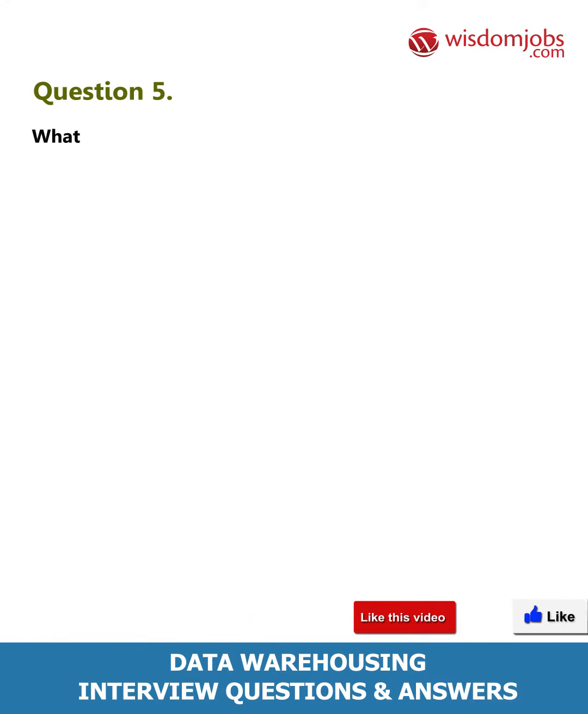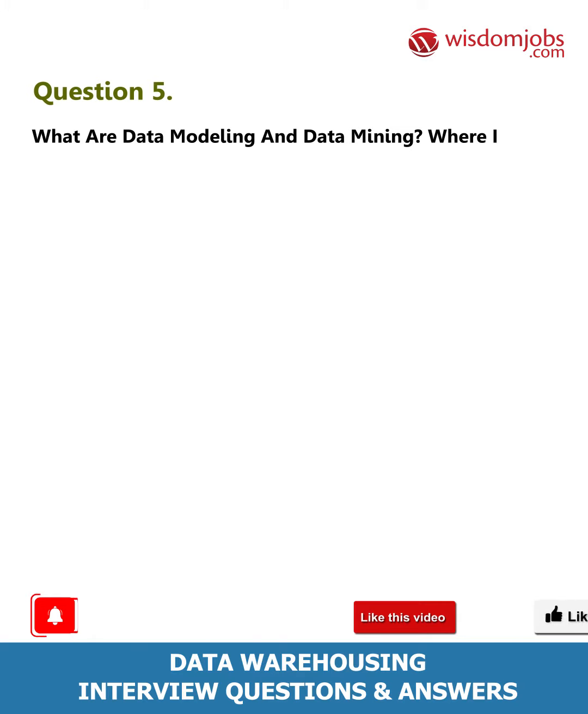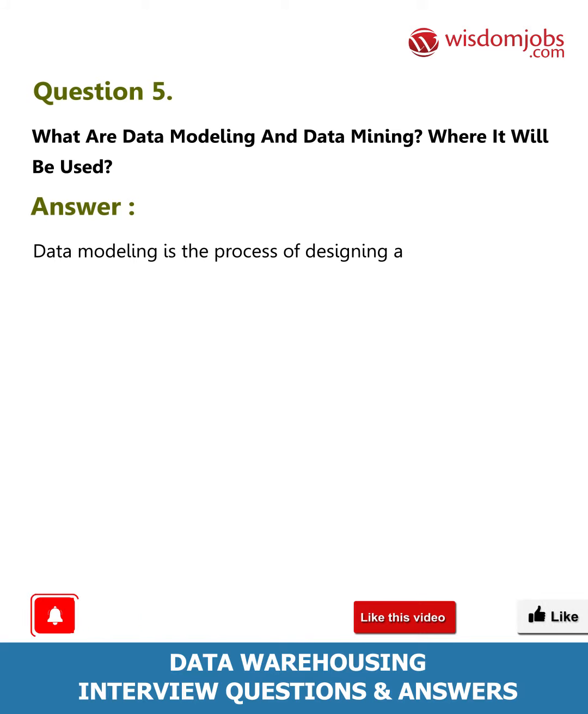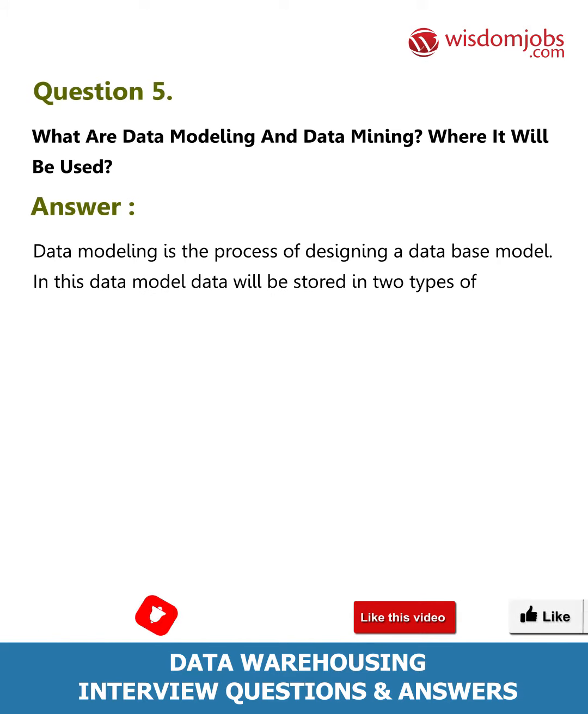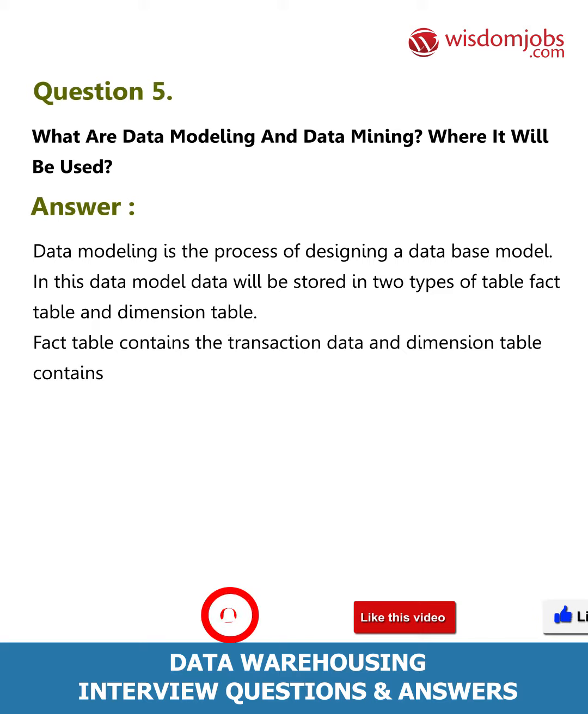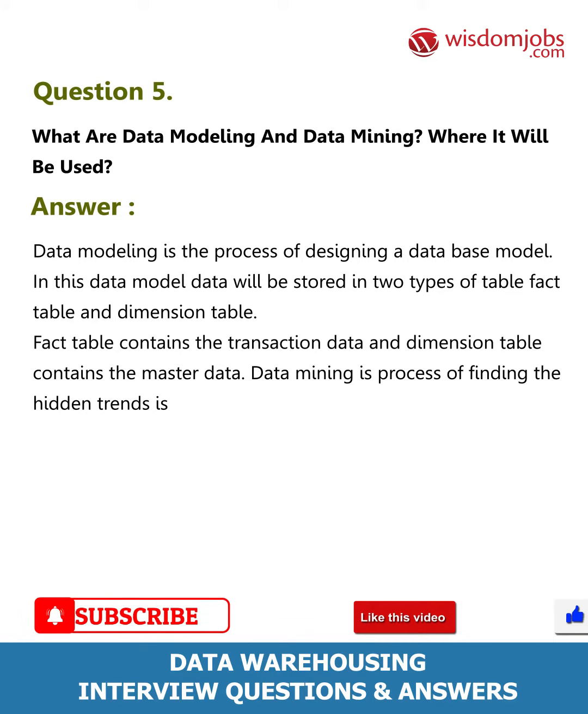Question 5. What are data modeling and data mining? Where will they be used? Answer. Data modeling is the process of designing a database model. In this data model, data will be stored in two types of tables: fact table and dimension table. The fact table contains the transaction data and the dimension table contains the master data. Data mining is the process of finding hidden trends.